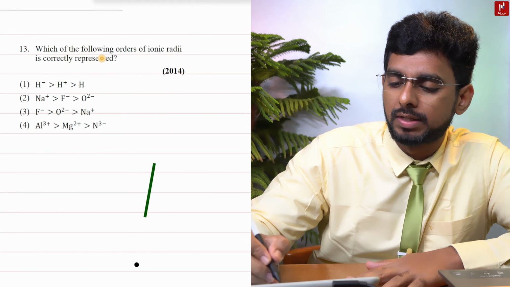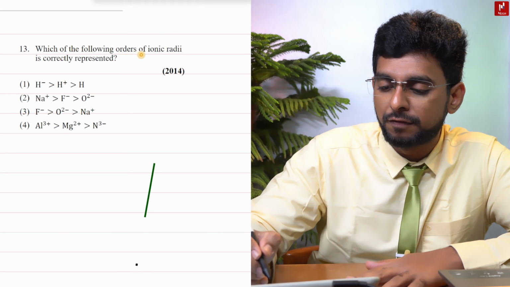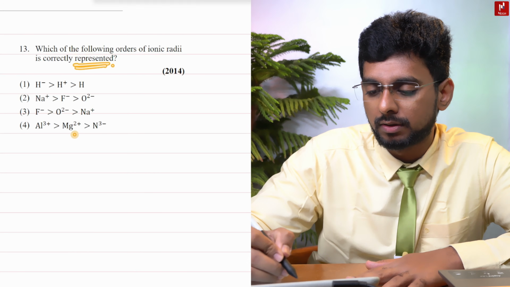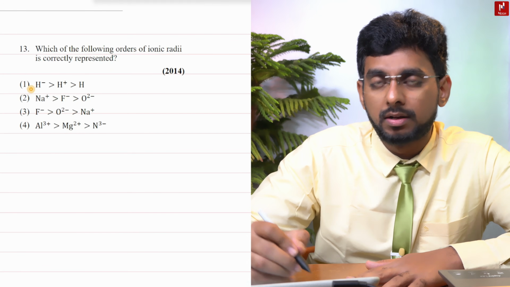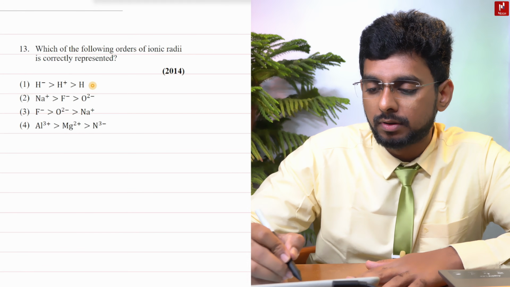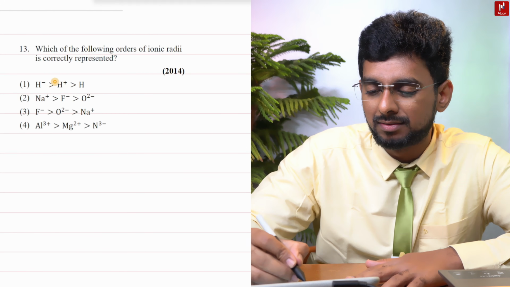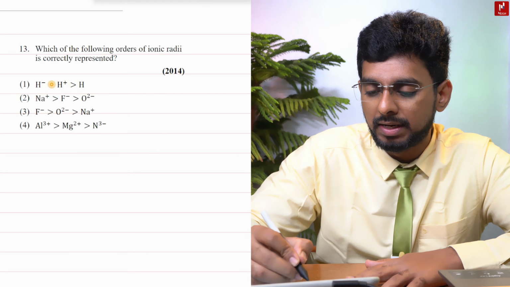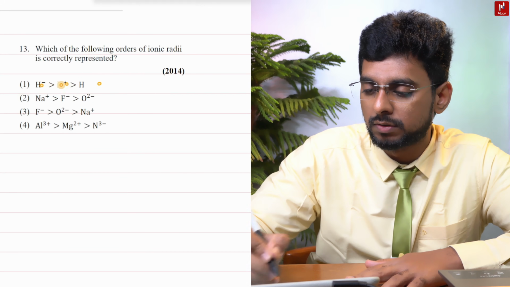This question is based on the ionic radii. Let me read the question. Which of the following orders of ionic radii is correctly represented? So I just have to get the correct options over here. Fine. Let me check the first one. H minus has the greater ionic radii. That's an anion. Then comes the cation and then the neutral atom. That's not how it's going to be. It has to be like H minus, then you should have the neutral atom, then you should have got the H plus. So first one is not the answer.